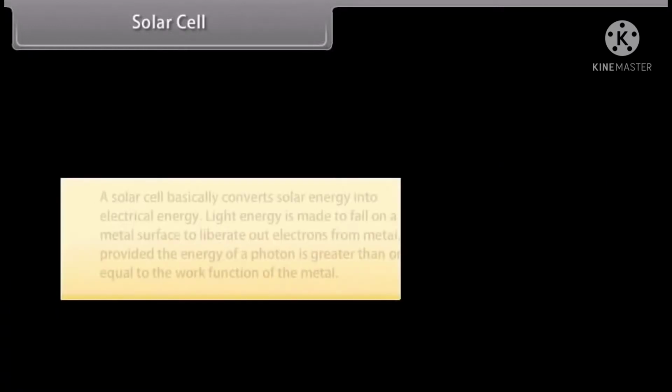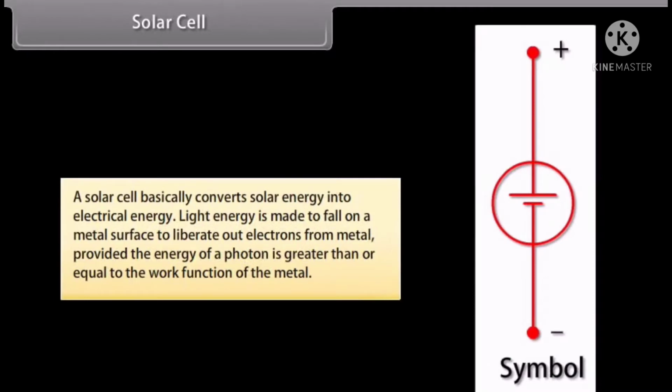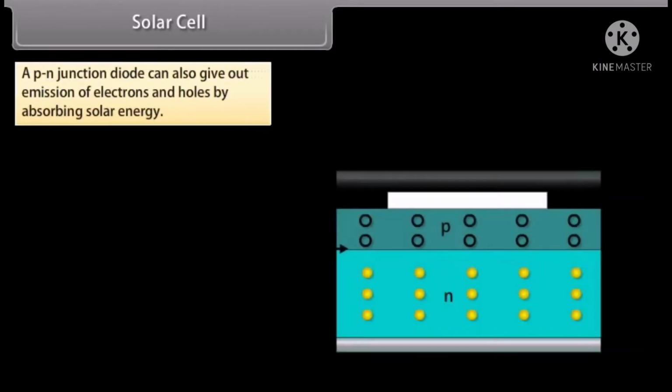Solar cell. A solar cell basically converts solar energy into electrical energy. Light energy is made to fall on a metal surface to liberate electrons from the metal, provided the energy of a photon is greater than or equal to the work function of the metal. A p-n junction diode can also give out electrons and holes by absorbing solar energy. The P material at top is very thin compared to the thickness of the N material. Thus, solar energy photons entering from the top glass window easily penetrate up to both sides of the junction.